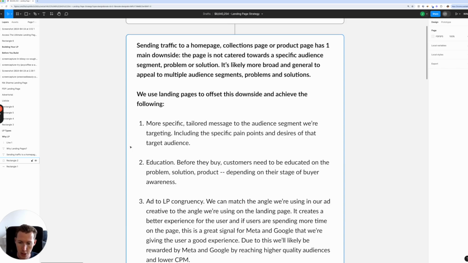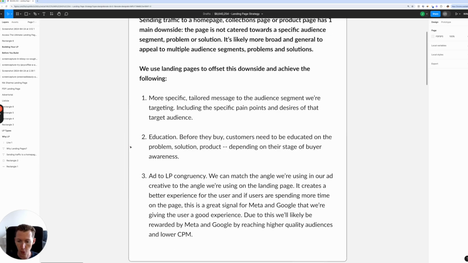The second thing is education. Before they buy, customers need to be educated on the problem, solution, and the product, depending on the stage of buyer awareness, right? For buyers who are less aware in the 5 stages of buyer awareness, you will need to use more education to convert them into customers, right? You need to bring them down the stage of awareness. For those that are more aware, maybe this education, this landing page step, may not even be needed, right? You can just send them directly to the product page.